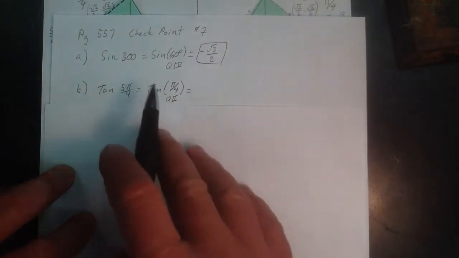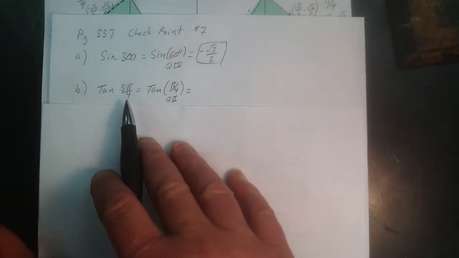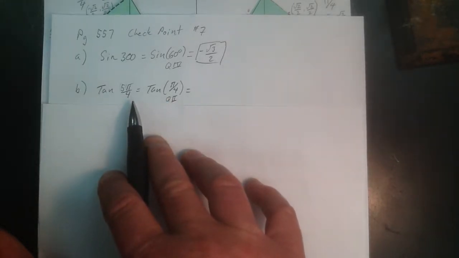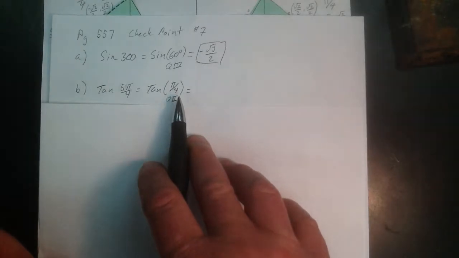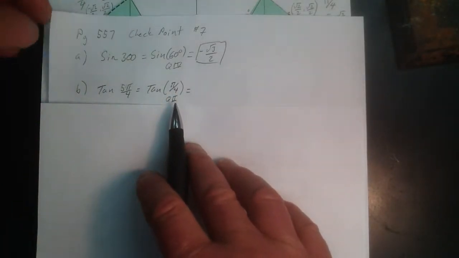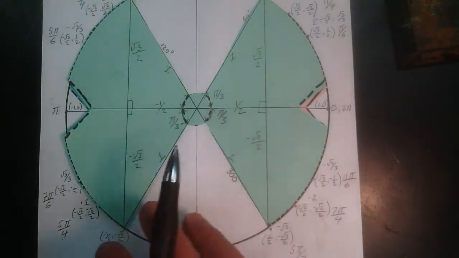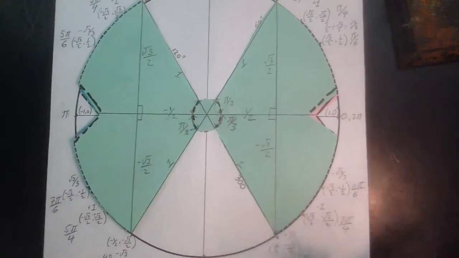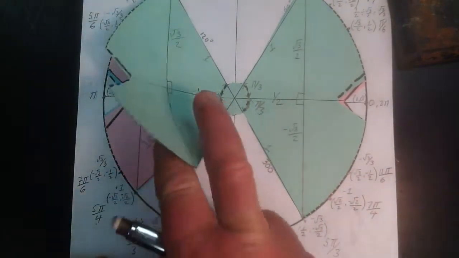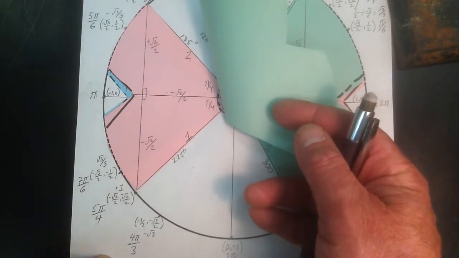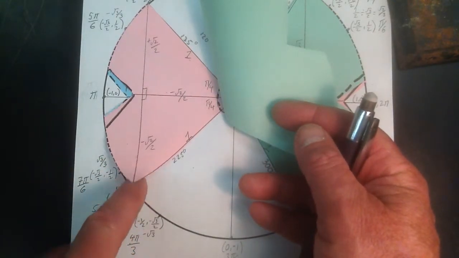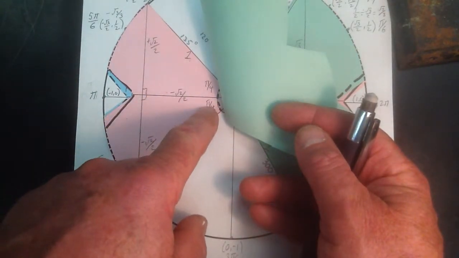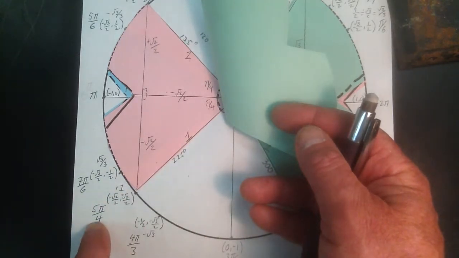Okay, so the next one, tangent of 5 pi over 4. Now this is the critical part right here. What is the reference angle for 5 pi over 4? It's going to be pi over 4, or 45 degrees, in quadrant 3. How did I figure that out? At least on mine, it's the pink triangles here. Where is 5 pi over 4? There's 5 pi over 4. It's one of my multiples of 45 degrees. There's the triangle that I'm going to do my trig on. There's my reference angle. There's my standard angle.